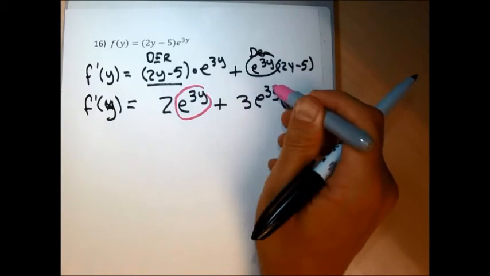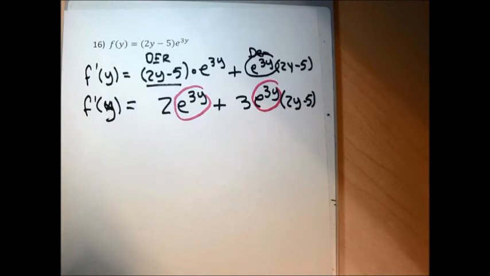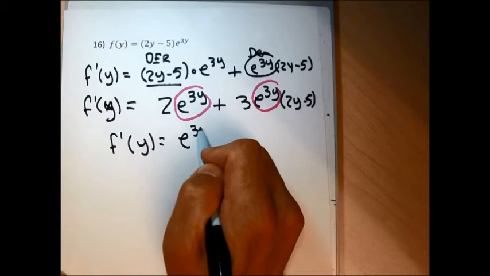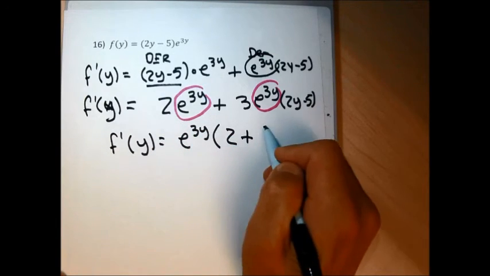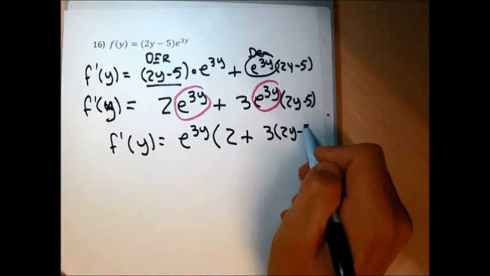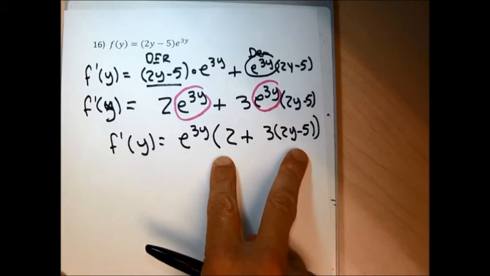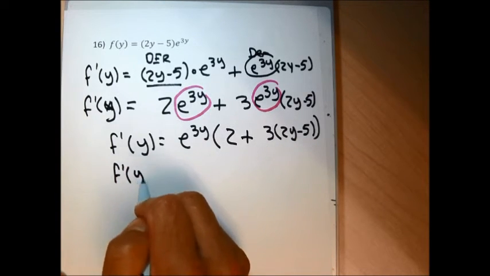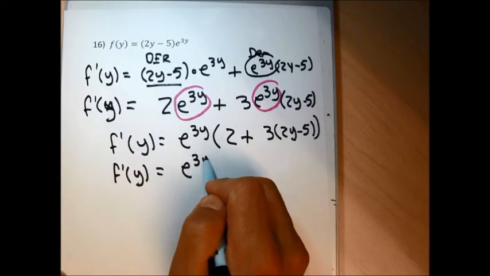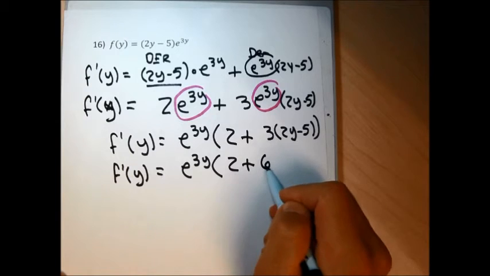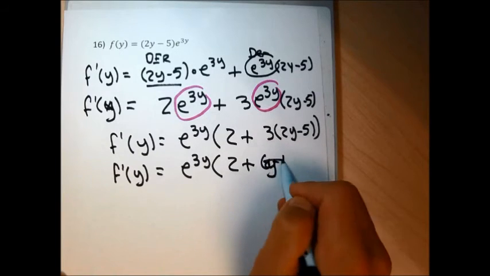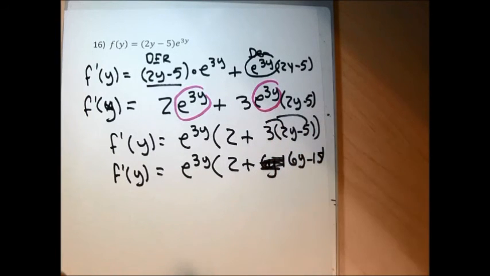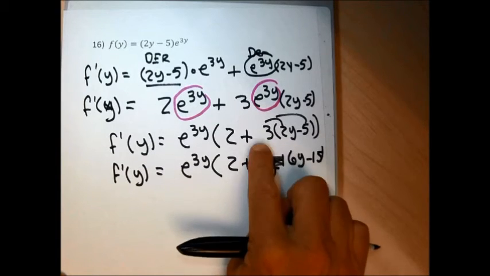The only common factor here is an e to the 3y that I'm going to factor out. So I'm going to get f prime of y equals e to the 3y times 2 plus 3 times 2y minus 5. This is ugly looking, parentheses inside parentheses, so I'm going to get rid of these parentheses and combine like terms. So I'm going to get f prime of y equals e to the 3y times 2 plus 6y minus 15, going 2 times 3y and 2 times 3 times minus 5, 3 times 2y and 3 times minus 5.